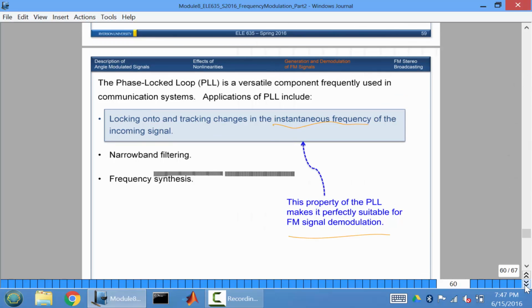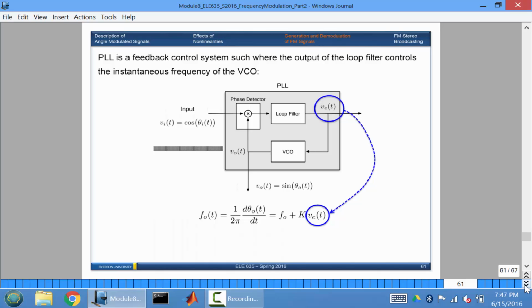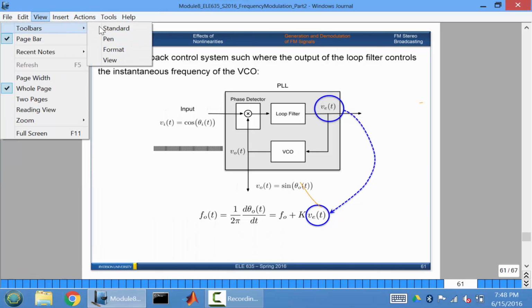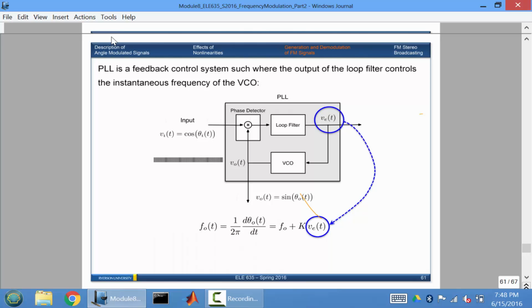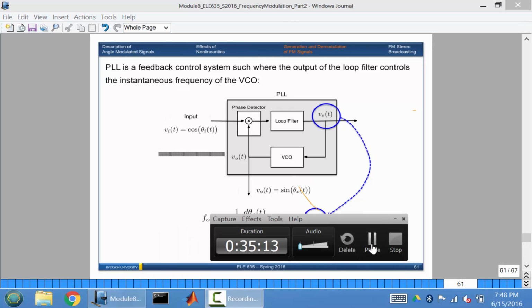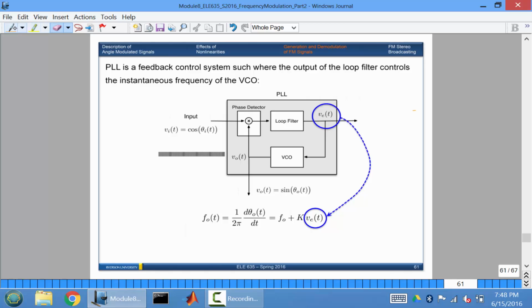All right. So if you remember briefly, this is the structure of a phase lock loop. The phase lock loop looks like the following.